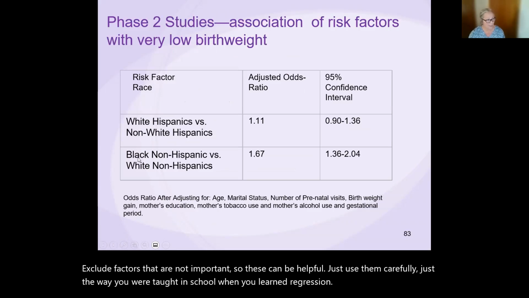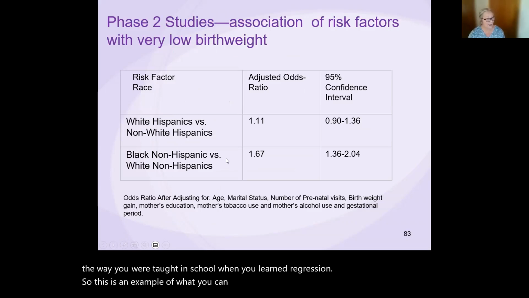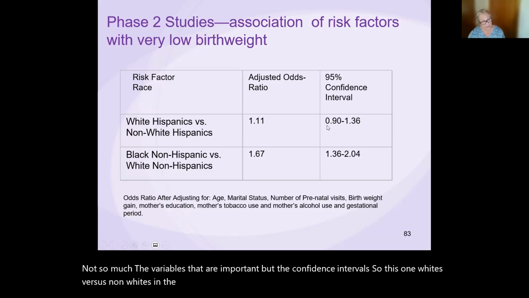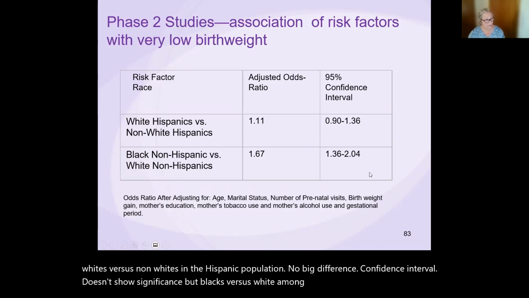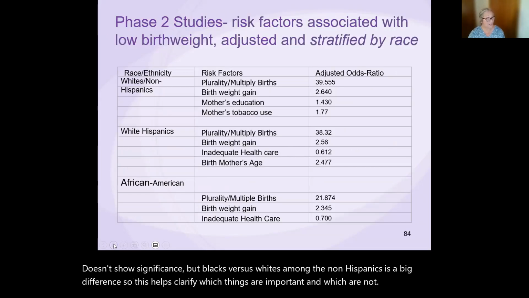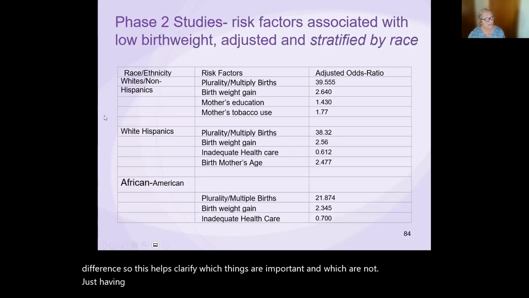So this is an example of what you can see. Not so much the variables that are important, but the confidence intervals. So this one, whites versus non-whites in the Hispanic population, no big difference. The confidence interval doesn't show significance. But blacks versus whites among the non-Hispanics is a big difference. So this helps clarify which things are important and which are not. Just having the confidence interval.